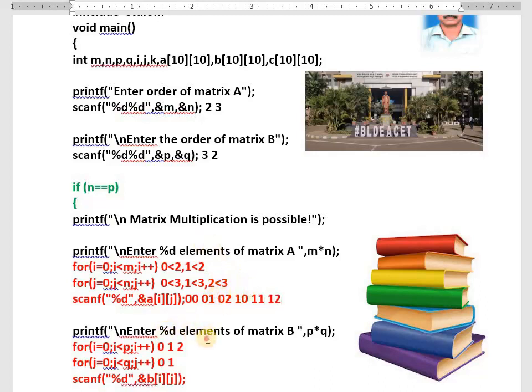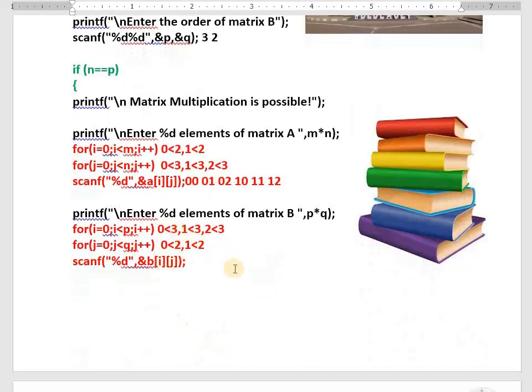Then you have to read the elements of B. In order to read the elements of B, what is the order of the second matrix entered by us? The second matrix entered by us is 3 by 2. 0 less than 3, 1 less than 3, 2 less than 3. Then 0 less than 2, 1 less than 2. How does it combine? 0 0, 0 1. Next 1 0, 1 1. Next 2 0, 2 1. Like this we read the values of B matrix. Next you have to print it.